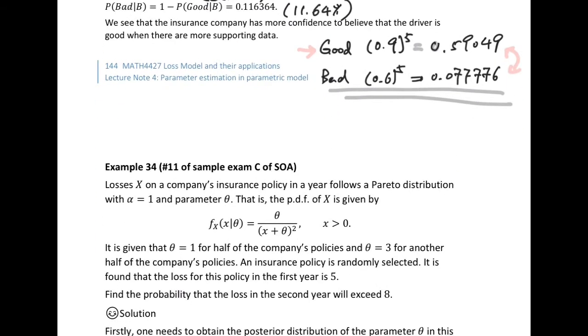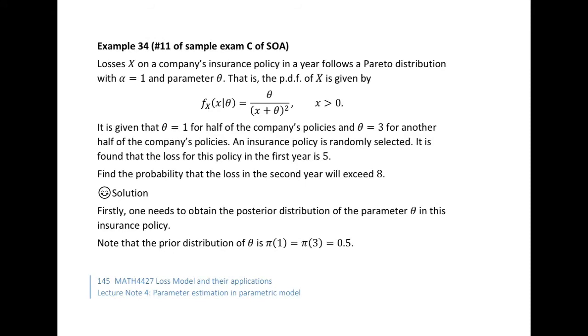Now let's try to move on to some other example, and just have a very quick practice on this Bayesian estimation. In this example 34, which is one exam problem from SOA, we consider the insurance policy held by a company. It is given that the losses recorded in this insurance policy follow the Pareto distribution with alpha equal to 1 and then another parameter theta.